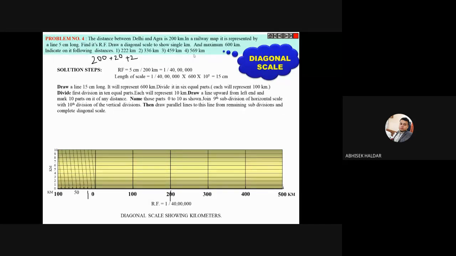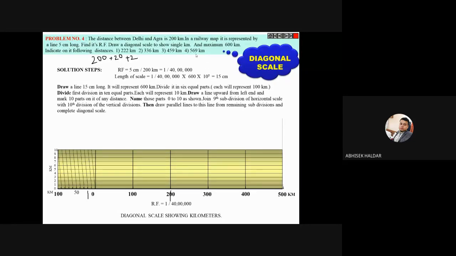569, for example, means 500 plus 60 plus 9. Try to understand over here. How can I take 500? From 0 I have to start. From 0 up to this 500 will give me 500 kilometer. Draw a vertical line like this. Outside the scale you have to show it. Draw a vertical line like this.